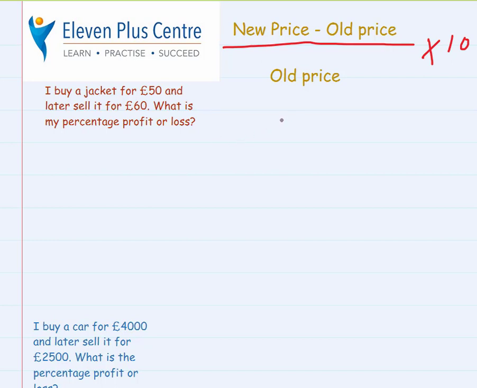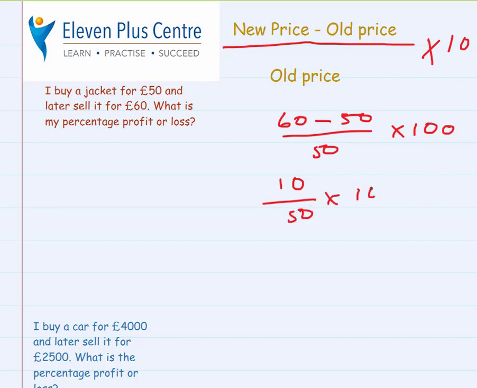So the new price is 60, the old price is £50, and divided by the old price again, and I'm going to multiply this by 100. So 60 take away 50 is £10, divided by 50, still we're going to multiply by 100. Now I'm not going to multiply by 100 just yet. The best thing to do is to simplify this until you can't simplify any more and then multiply it by 100.